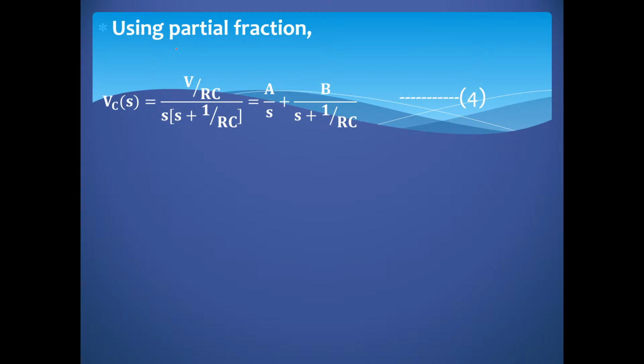So I'm going for partial fraction. Using partial fraction, Vc of s is equal to V by RC whole divided by s into s plus 1 by RC. That is equal to A divided by s plus B divided by s plus 1 by RC. Give some numbering; I have written it here. I may not mention again and again to give the numbering, you just write down on your own. Now determine A value and B value.